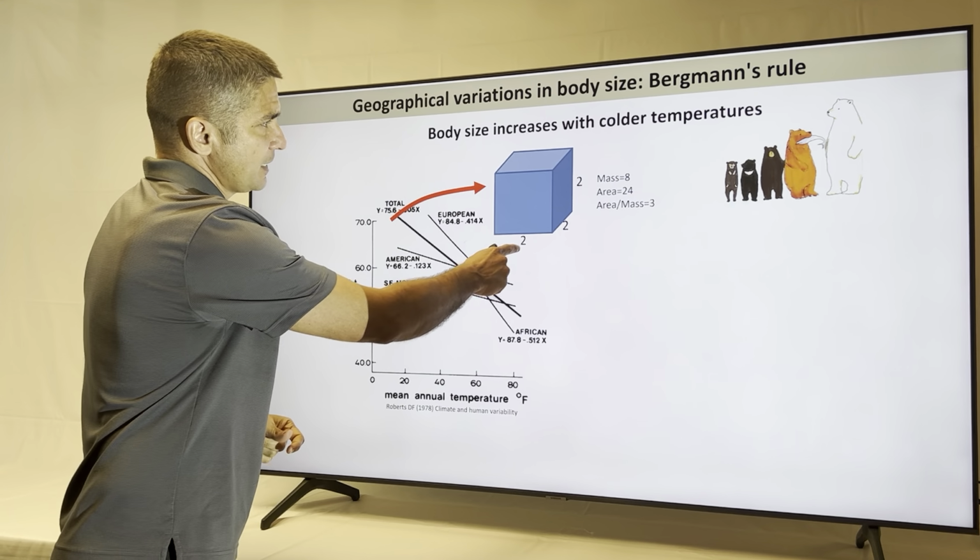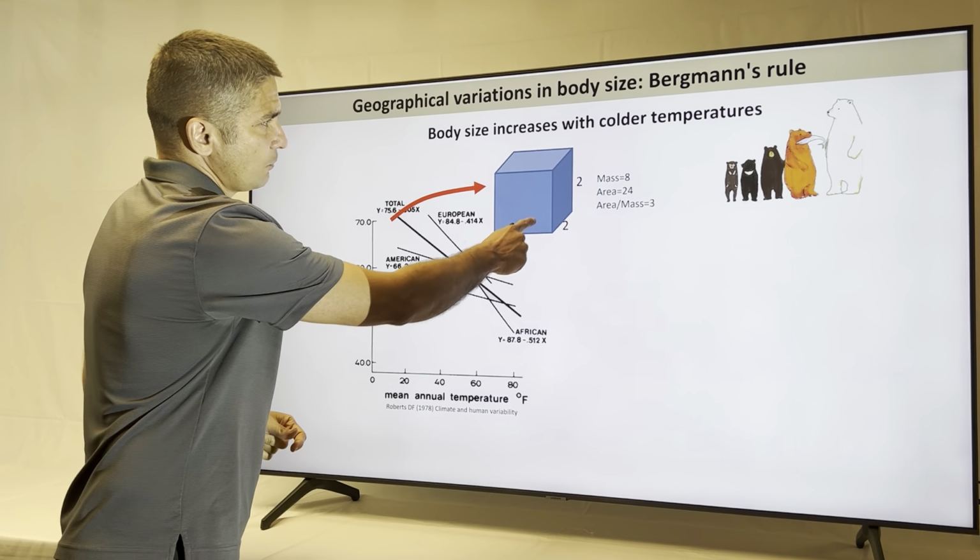So you can see that the area will be 24, the mass 8, so the area to mass ratio will be 3. In this case, you will have a smaller species, a mass of 1, an area of 6, and you can see that in this case, this individual that is smaller has a larger area to mass ratio. Let me just simplify this. How does this have to do anything with temperature though?